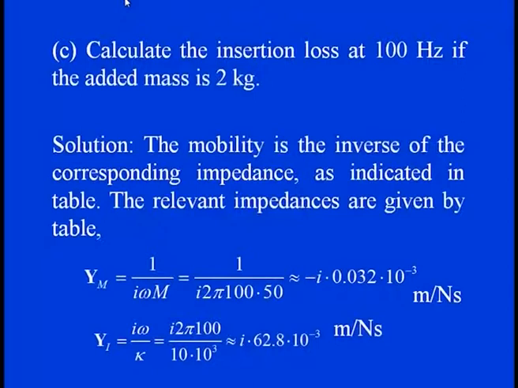So, the impedance due to the mass is minus i 0.032 into 10 raised to power 3 meter per Newton second, just the reverse of the mobility. And Yi, the impedance due to the stiffness or the restoring forces, is i omega by k, as we discussed already. So it equals i 2 pi into f, which is 100 hertz, divided by 10 into 10 raised to power 3, the 10 kilonewton per meter stiffness. So we have Yi equals 62.8 into 10 raised to power minus 3 meter per Newton second.